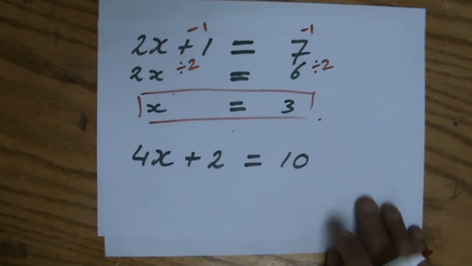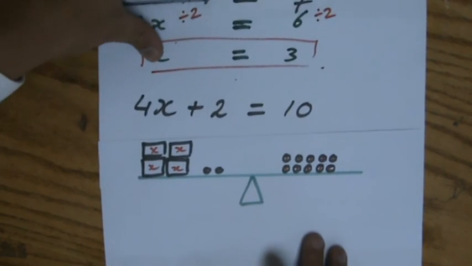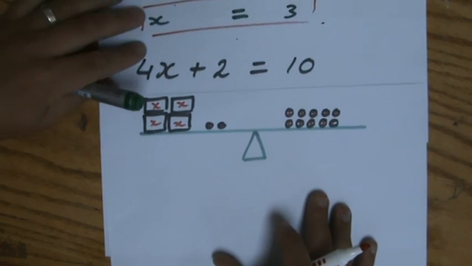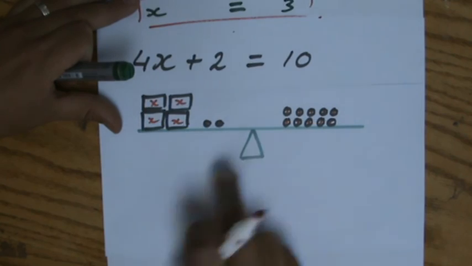Second one. 4x plus 2 equals 10. Look over there, 4x, can I move it like this? Can you still see it like that? I think you can still see it, it's still in the screen. 4x plus 2 equals 10.